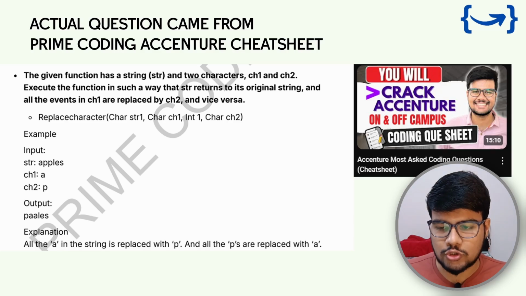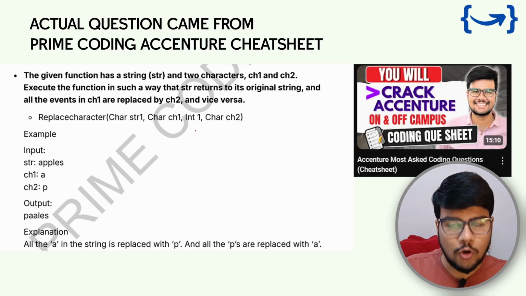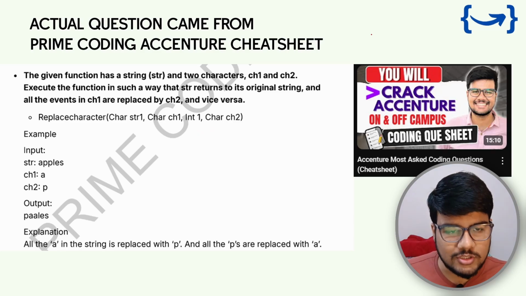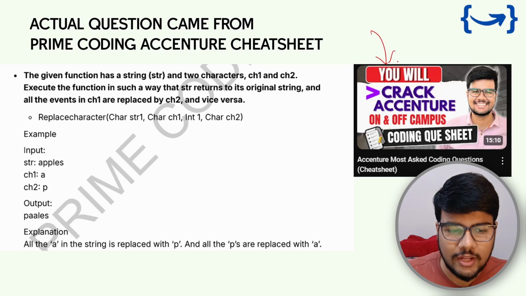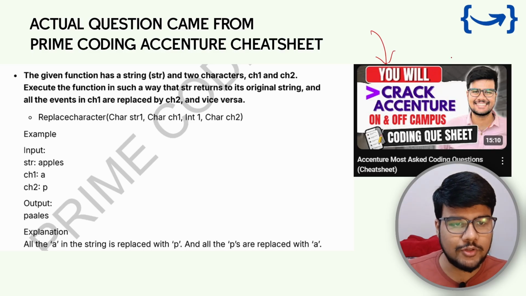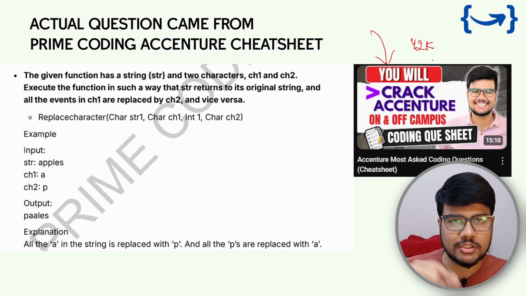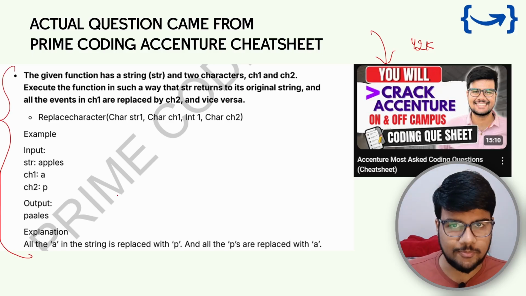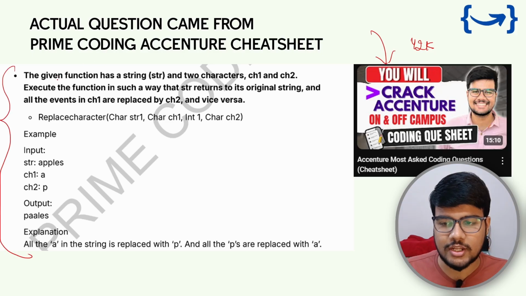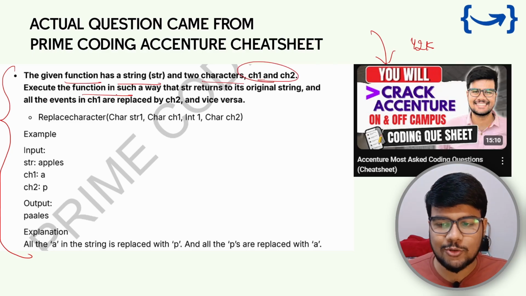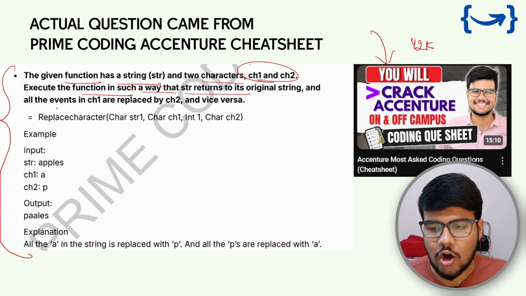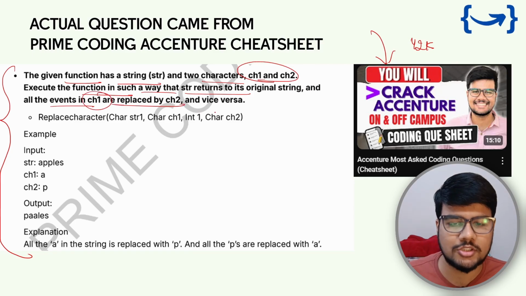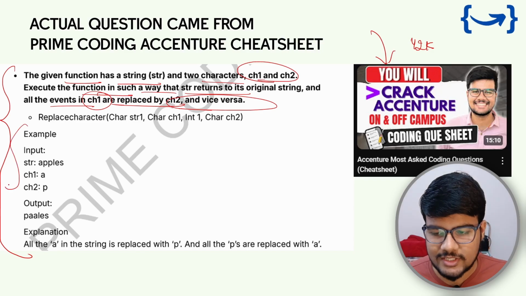Let me show you where this question came from. This is the coding sheet video that I uploaded a month back, which has at least 42k views, and this is the sheet screenshot where you can find the same question. The given function has a string and two characters ch1 and ch2. Execute the function in such a way that it returns the original string, with all the occurrences of ch1 replaced by ch2 and vice versa. As you can see in the example.